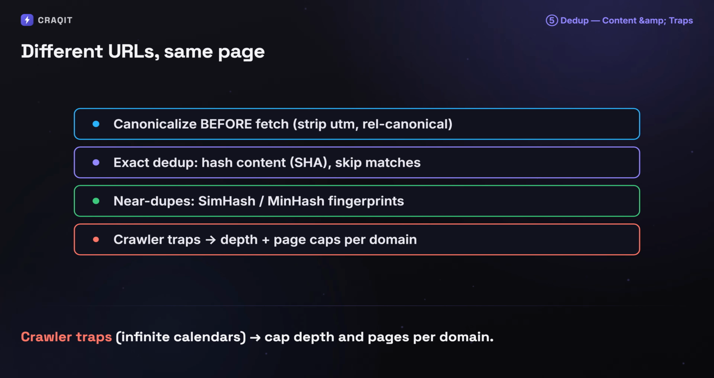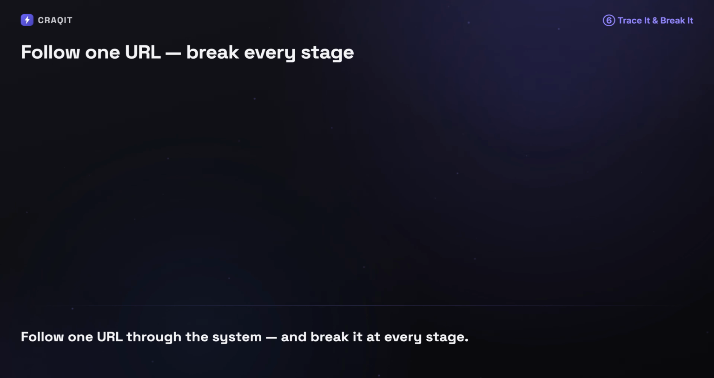Naming traps shows you've thought about the adversarial web, not just the happy path. Let's make it concrete. Follow one URL through the system, then break it at every stage. This is how a staff candidate proves the design holds.